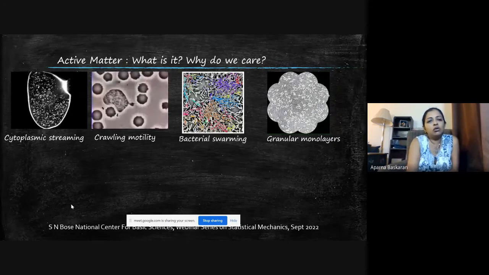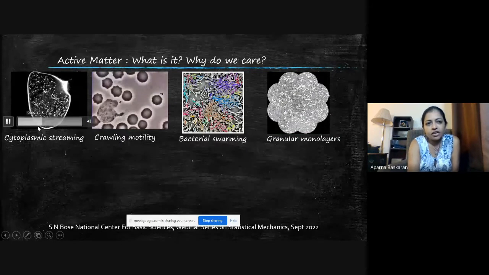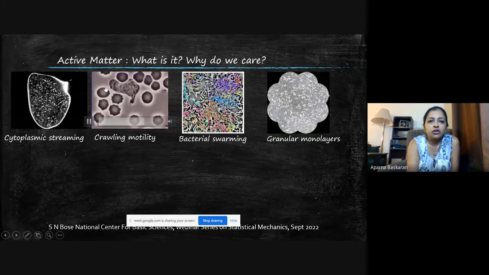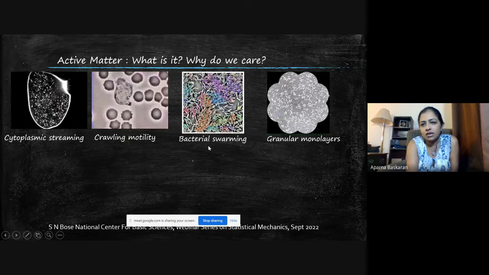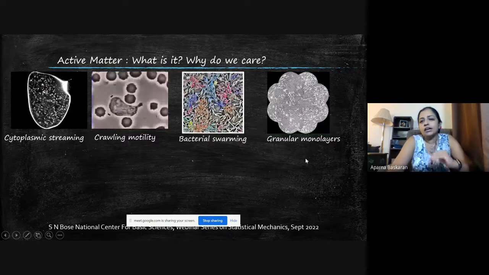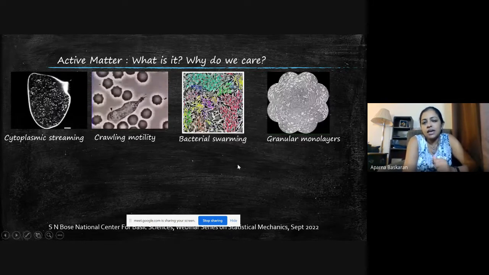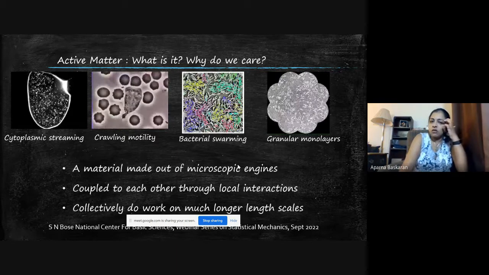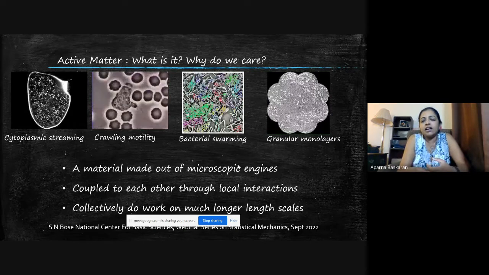So the video over here is cytoplasmic streaming in an oocyte cell, where various activities of the cytoskeleton are setting up large scale flows. This is a crawling neutrophil that is going to capture an E. coli. This guy is swarming bacteria on an agar substrate. And this is the experiment from Ajay Sood's group, where you have a monolayer of granular particles sitting on a vibrated plate. Now, I want to be able to describe all of these systems within the same language that I want to use to describe birds and bees and whatever. And the way you describe all of this using the same mathematical language is to take the following perspective. What you have is a material made out of microscopic engines.